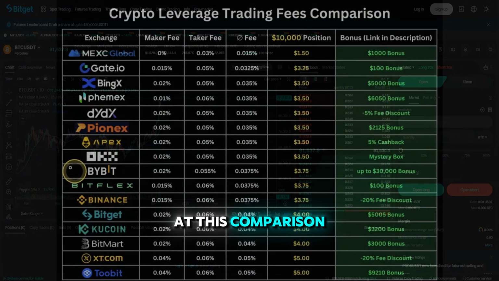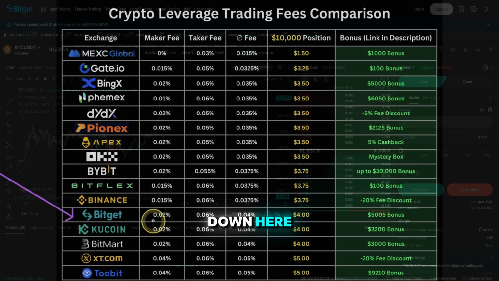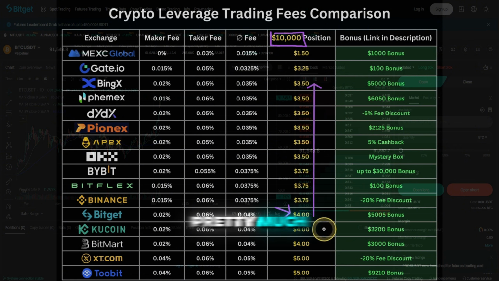Let's take a look at this comparison where we can see Bitget down here with the 0.02% maker fee and the 0.06% taker fee. I also calculated an average for you, which sits at 0.04%. And as an example, if you open a $10,000 position, you would have to pay a fee of $4. As you can see, the fee is pretty comparable to pretty much all of these other exchanges. There's not really any big difference.